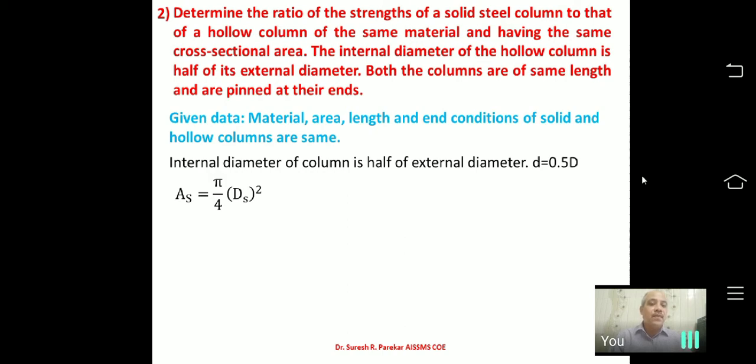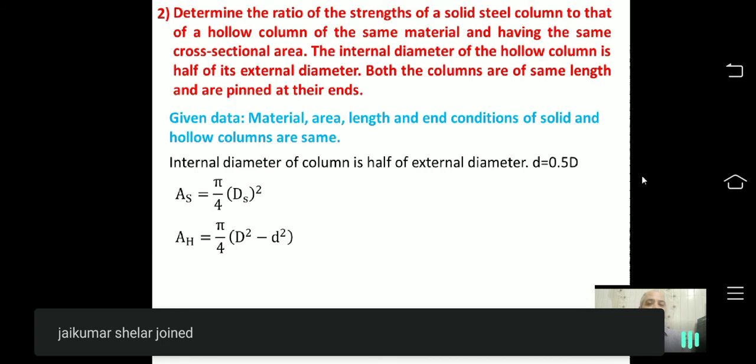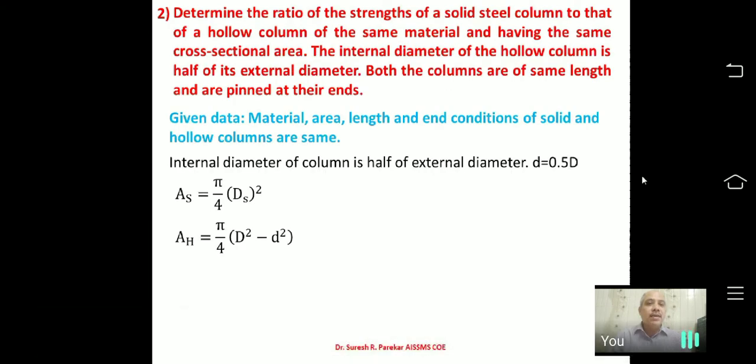Then we get A suffix s, the area of the solid column, is pi by 4 into d s square. If we go to the hollow column, then we have pi by 4 into (D square minus d square). Now we know the value of small d is 0.5 D. If we substitute these values, we get pi by 4 into (D square minus (0.5 D) whole square). Now if you solve this, what will we get? Pi by 4 into 0.75 D square. So we have A H, this value, as our first equation.